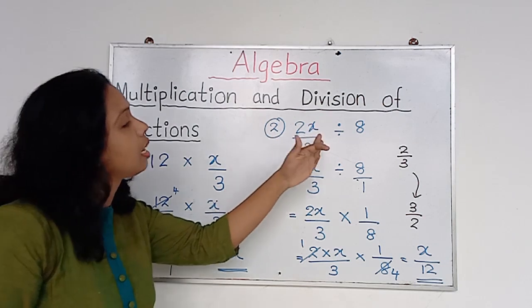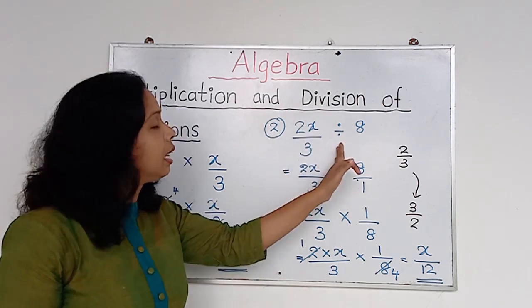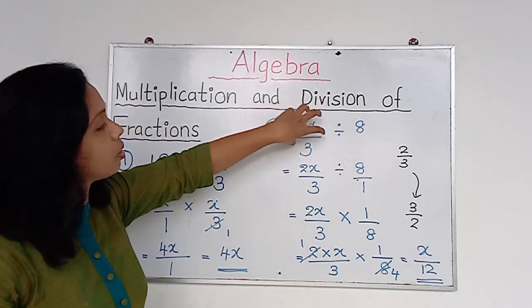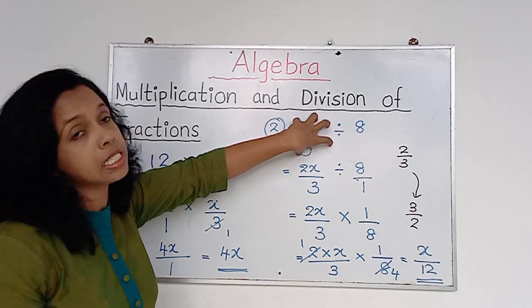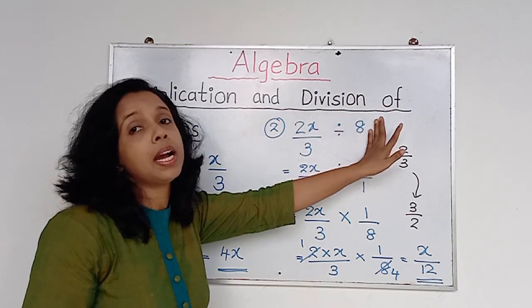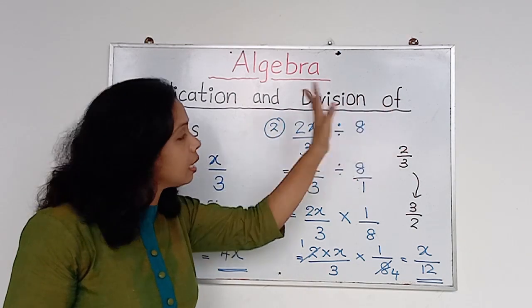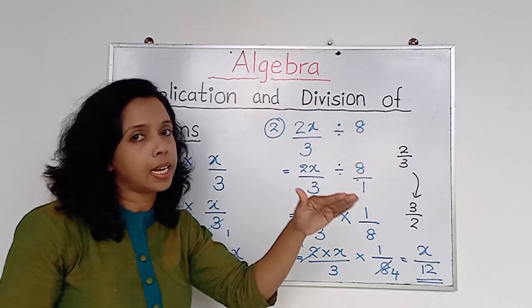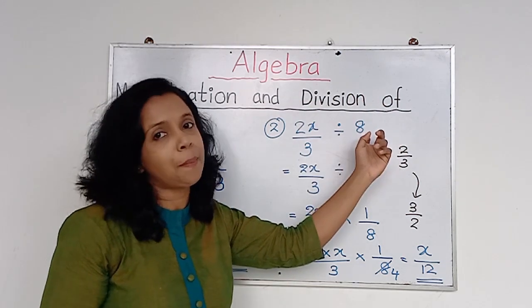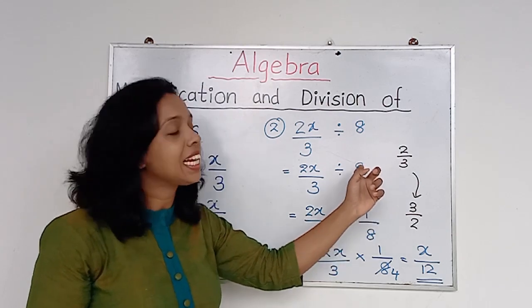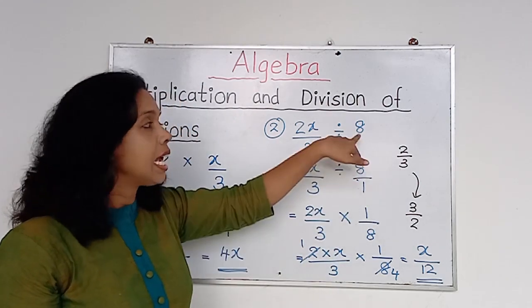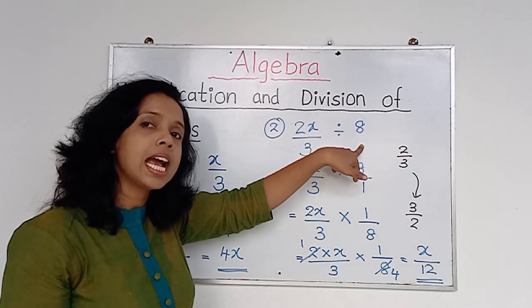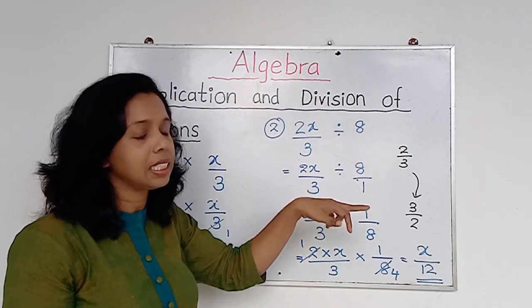Now look at the second one, it's a division. Here, look at the first part, it is a fraction, and the latter part, it's a whole number. As in the earlier example, I converted this whole number into a fraction. How can I convert it into a fraction? 8. So I can write it as 8 over 1 as a fraction.